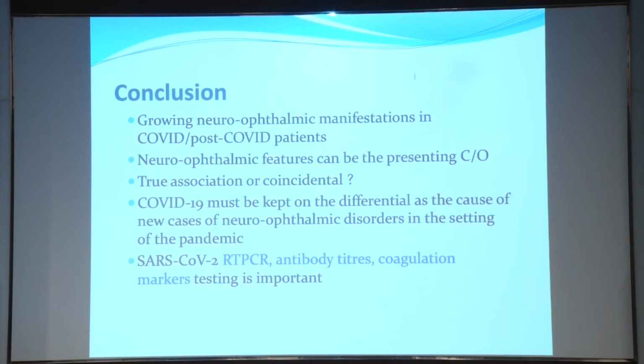So to conclude, there is growing evidence of neuro-ophthalmic manifestation in COVID, either during the disease course or even after the disease has subsided. Sometimes it can actually be a presenting feature of these patients. Is this association true, or is it just coincidental, or just two things co-presenting at the same time? It's still to be confirmed and needs to be ruled out.